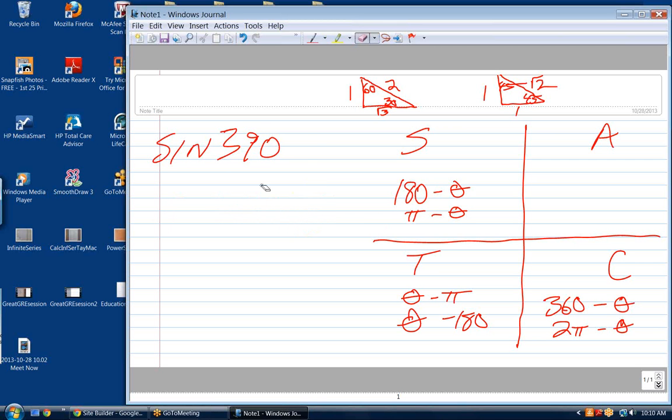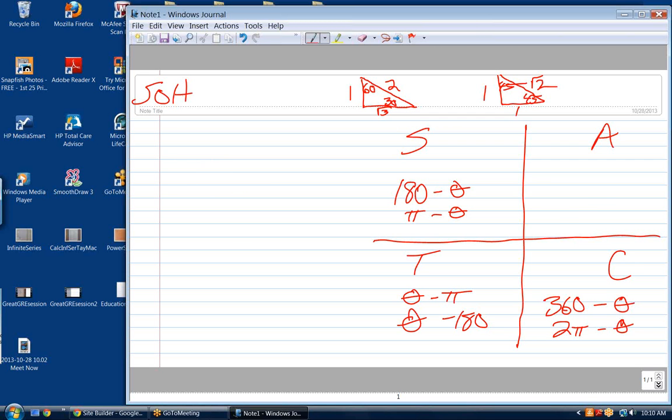The sine value is the x, right, and cosine's y? Or is it the other way around? The sine is the opposite over the hypotenuse. I mean like x and y value. Is sine the x value?